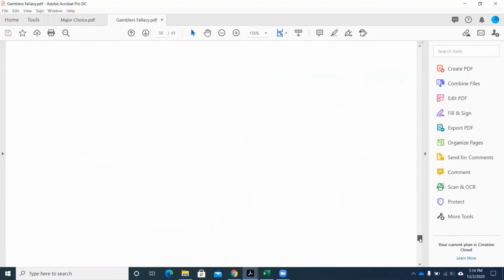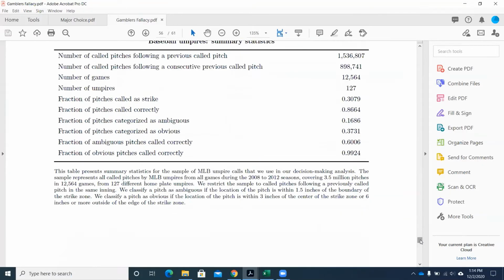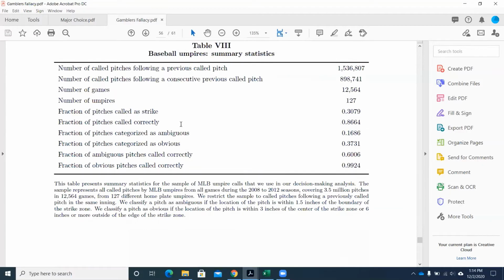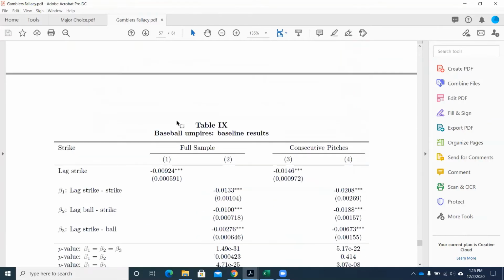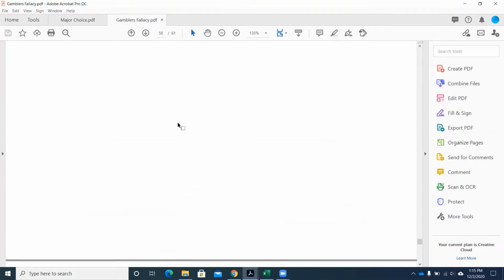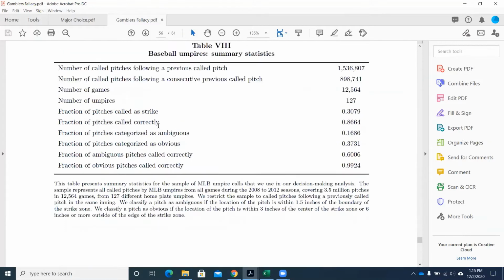So then the final example we'll go to is the same sort of idea. We've got whether or not a pitch is called a strike or a ball in a baseball game. Right? So let's move down here and look at, what do they have here? They mentioned they have the number of games the umpire, or no, sorry, this is just the summary statistics.